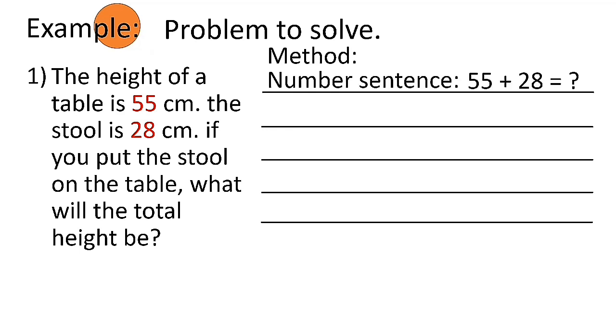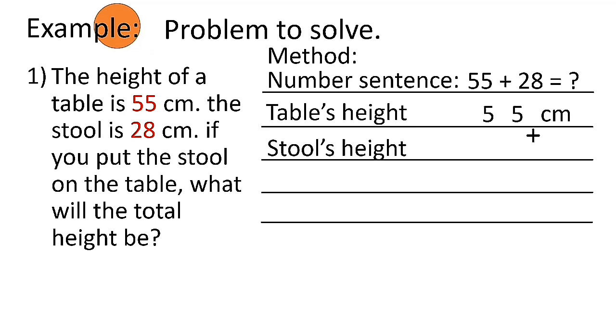So the number sentence is 55 plus 28. First, you have to write the table's height. That is 55 centimeters, or cm, plus the stool's height, 28 cm, or centimeters. And we can now add.